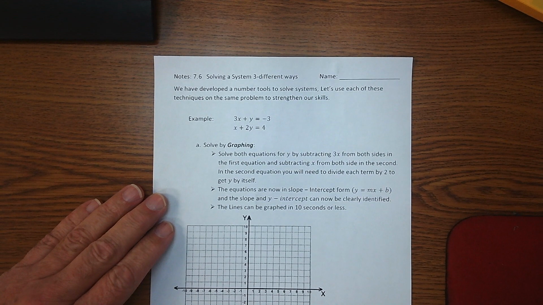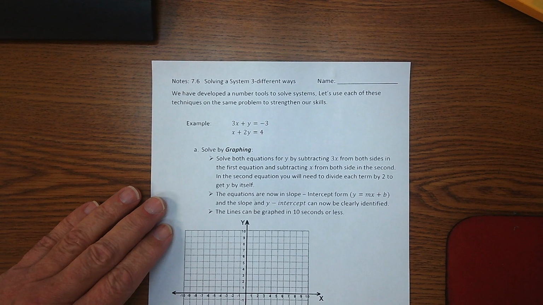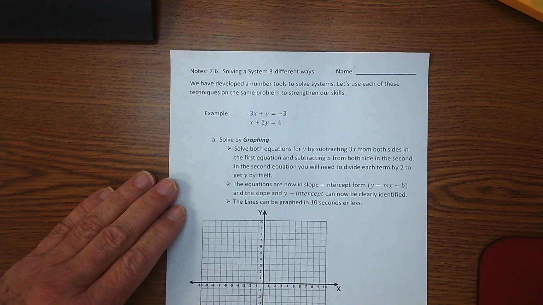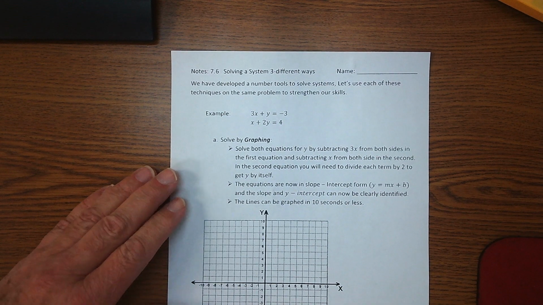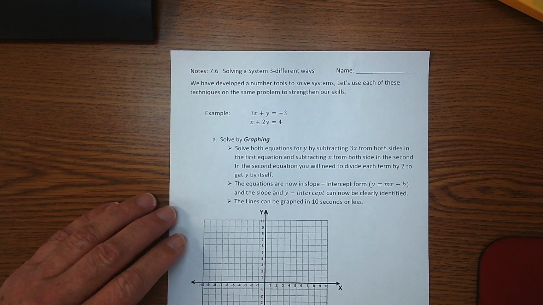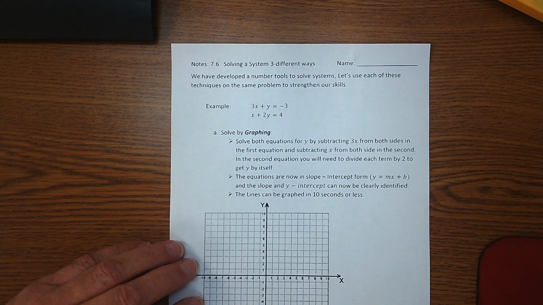Alright, so for today's lesson 7.6, this is going to be just kind of a review lesson, but it's going to be a review with structure. What we would like you to do is take a set of system equations and solve it using 3 different methods, so you can see how the 3 different methods work. Okay, so the first method is by graphing.